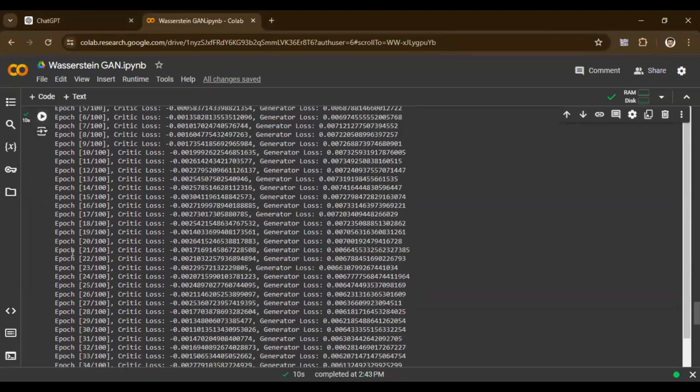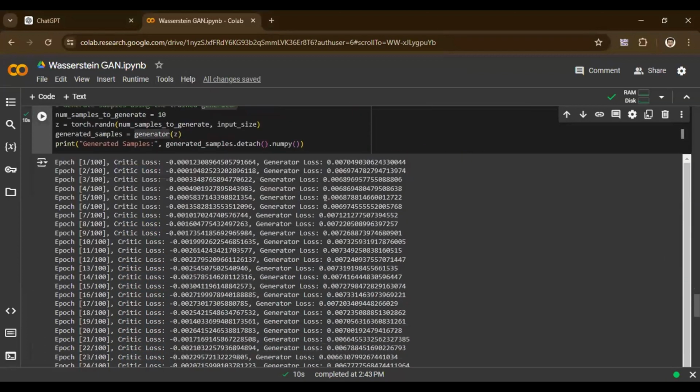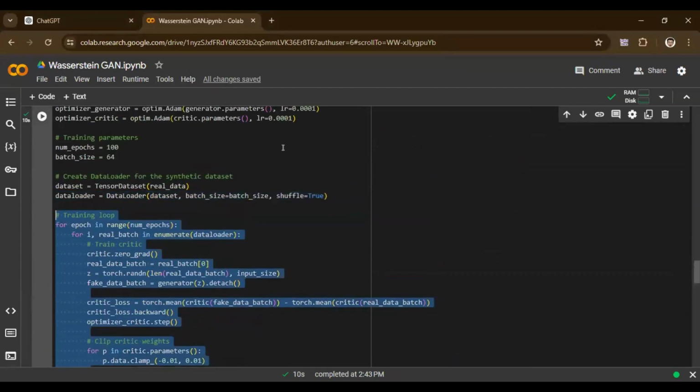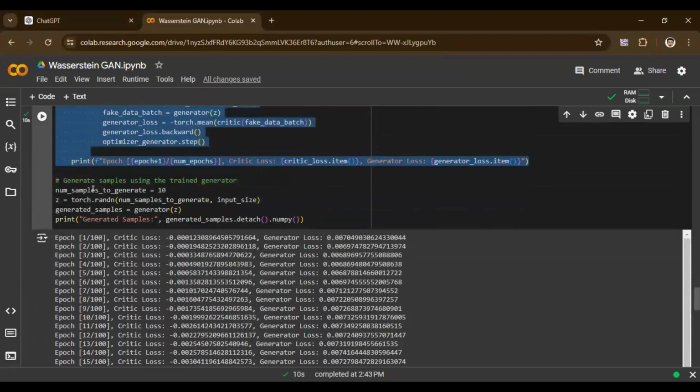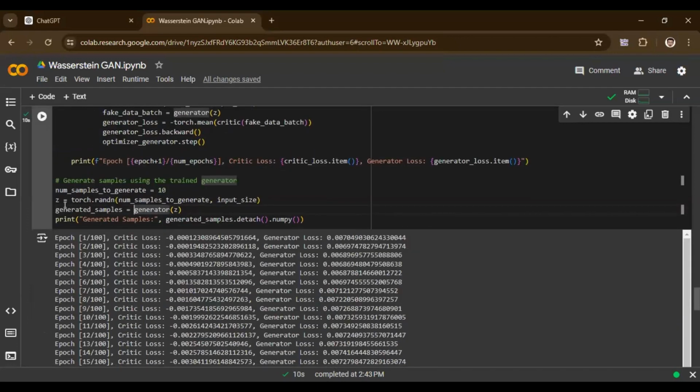Let's see. This one is generating samples. Oh, as you can see here, this is the training process, and this is for the training loops. And for this one, it's generating for the generator. Let's see what this code does. And we try to generate some samples from our generator class and show some of them.